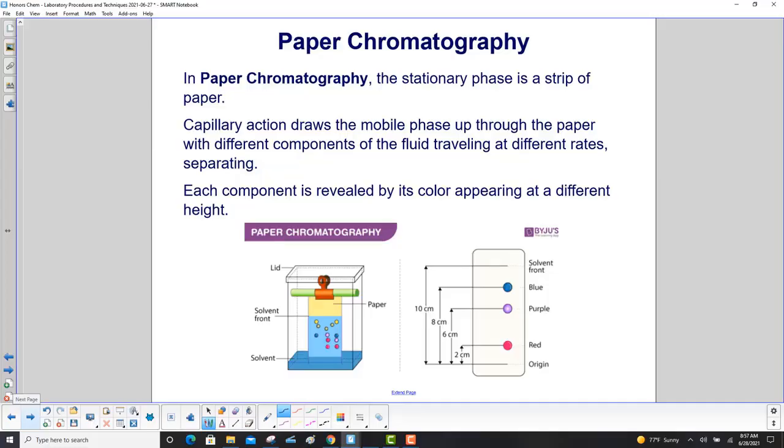In paper chromatography, the stationary phase is a strip of paper, shown here and also on this picture over here. Capillary action draws the mobile phase up through the paper with different components of the fluid traveling at different rates, which means they're separating. Each component is revealed by its color appearing at a different height.